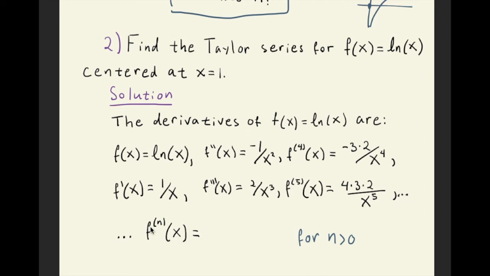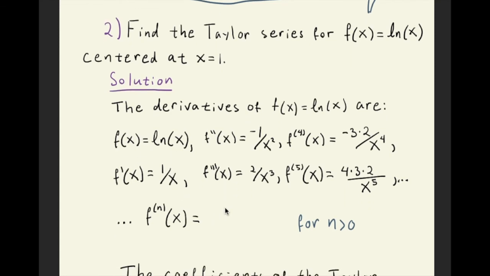The pattern is what? The nth derivative. So for n equals 0, the 0th derivative is the original function. It looks pretty different, right? All of these look like 1 over x to the something, but the original function doesn't really fit this prescription. So I'll give you a formula for the nth derivative for n greater than 0. It won't work for n equals 0. But what is the formula?